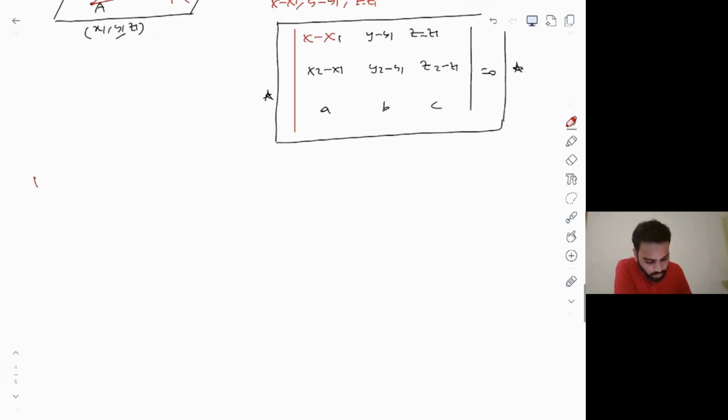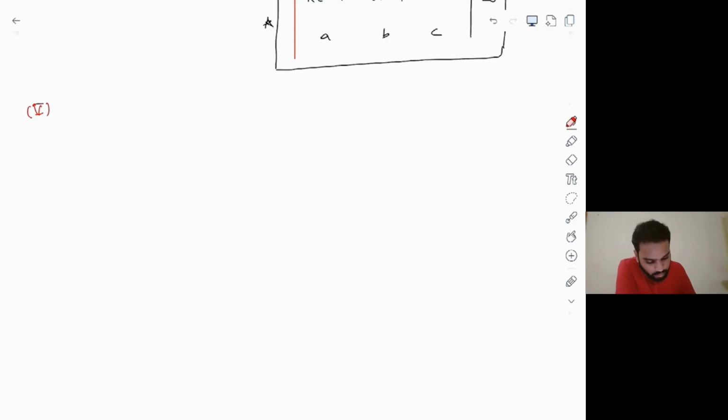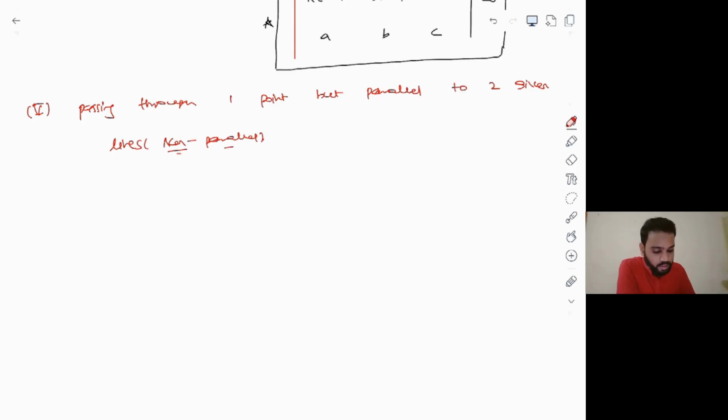So this is the fifth case, right? Now, in this case, the plane is passing through one given point, but parallel to two given lines. And the lines must be non-parallel. The two lines that they are giving should be non-parallel, obviously.